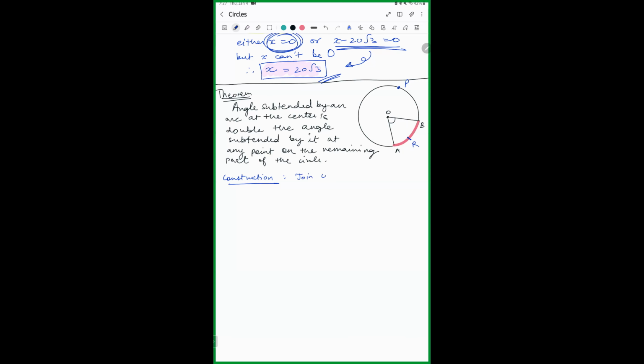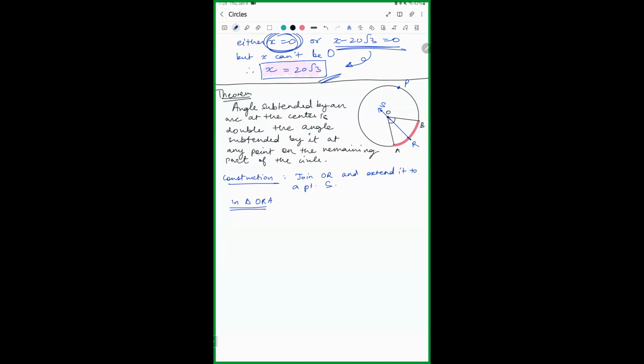Join OR and extend it to a point S. So let's join OR and extend it to a point S. Could be anywhere. This point over here is S. Okay. Now look at this triangle. Look at the triangle ORA.